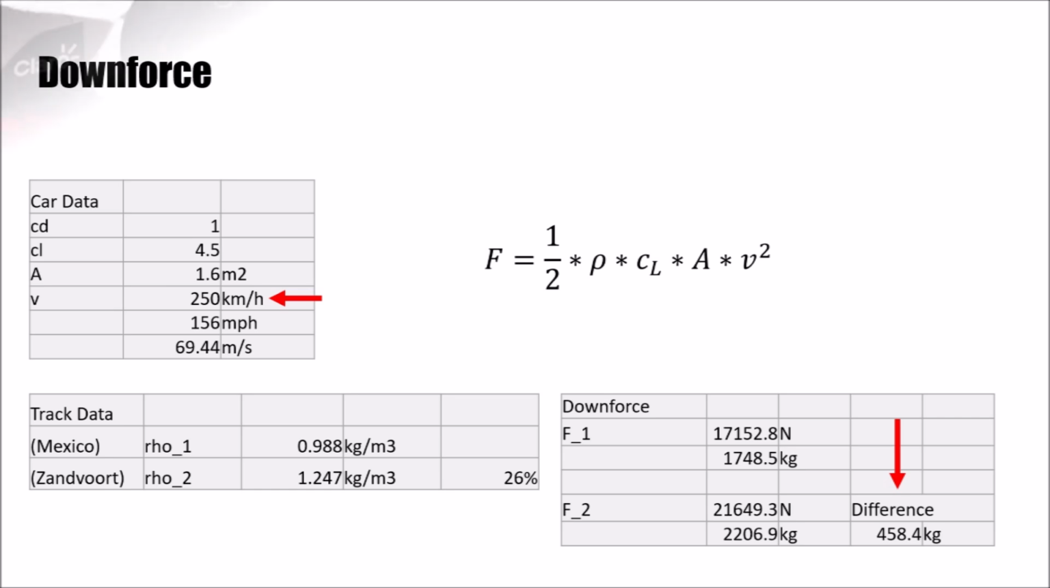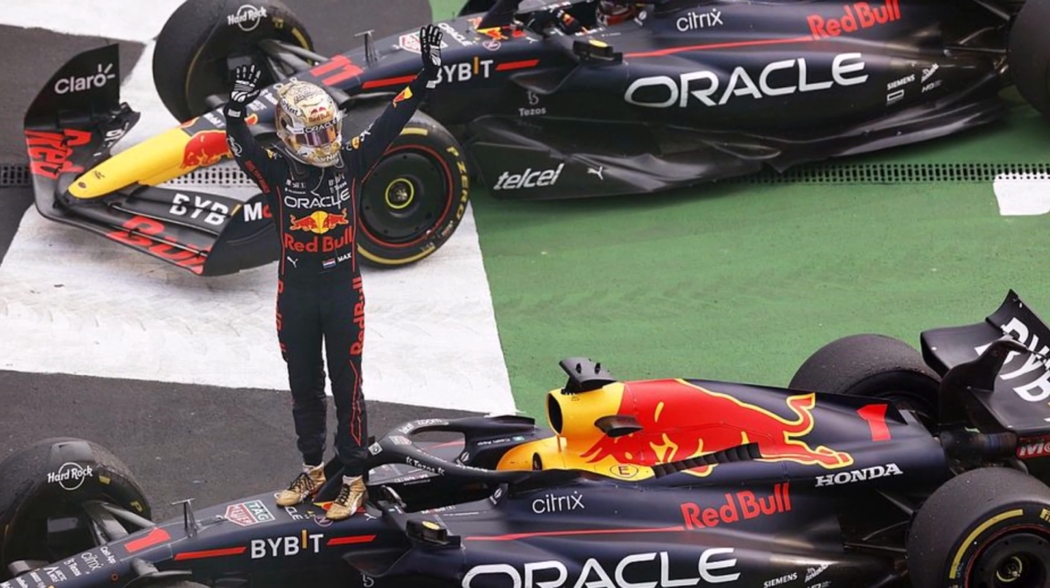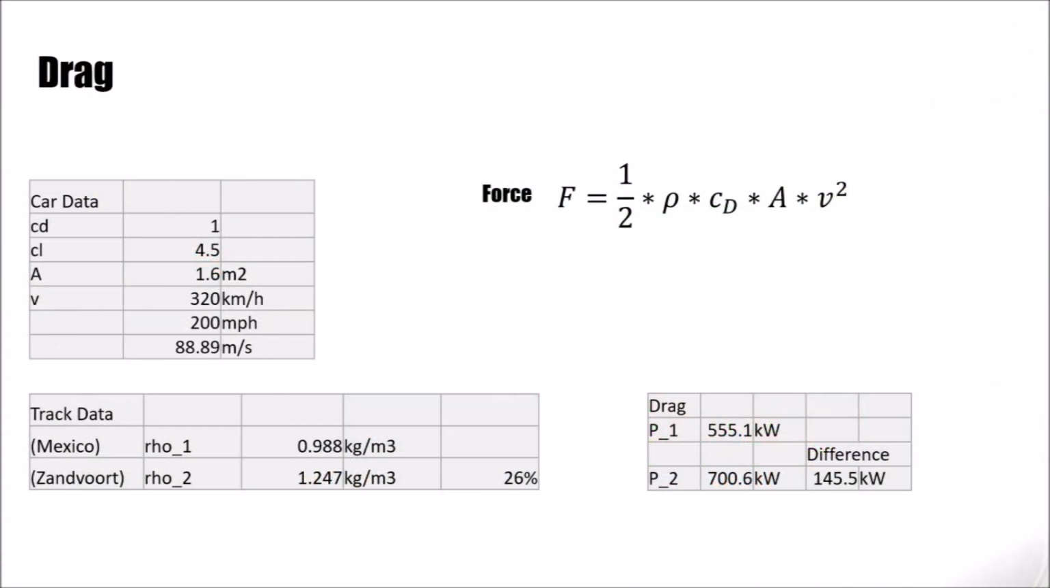So teams use their most extreme high downforce packages for the Mexican track. And even then, they have less downforce than at other tracks. The next thing is drag. Since we calculate the drag force with the same formula, we can see the same density effect here.